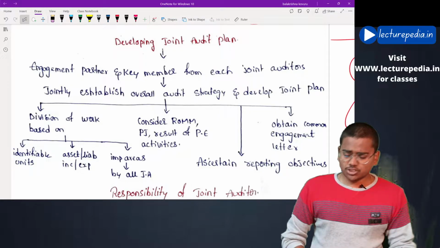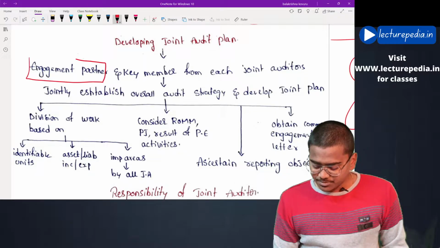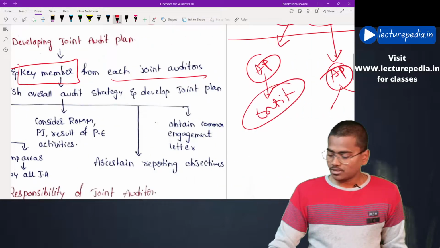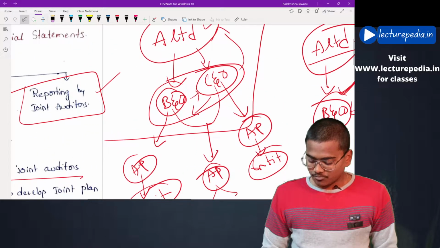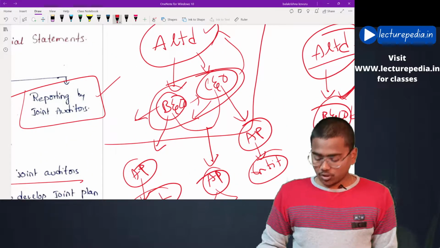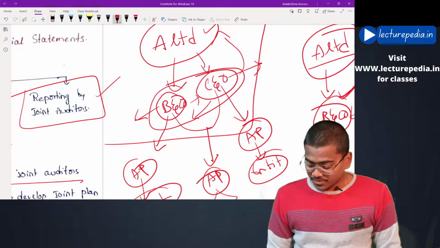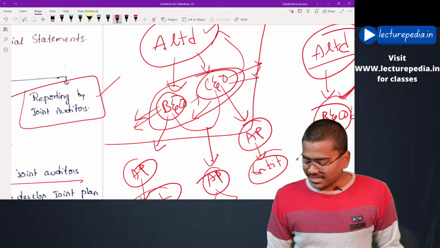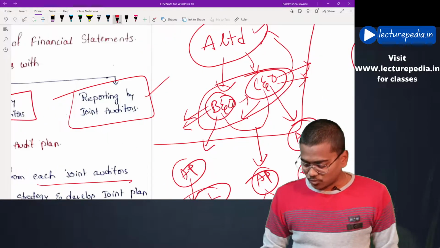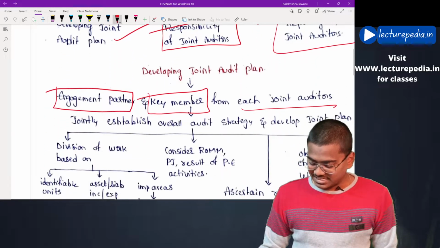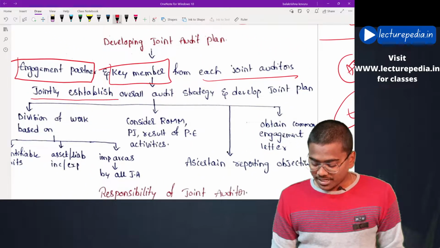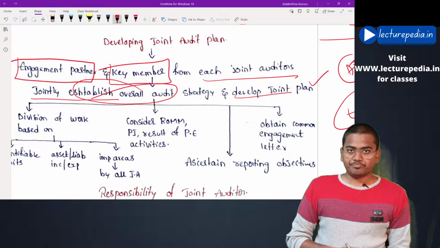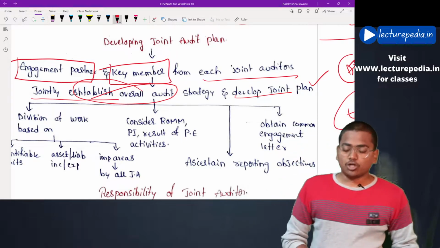To develop the joint audit plan, the engagement partner and key members from each joint auditor. Here we are having two joint auditors. The engagement partner from B and Co and the engagement partner from C and Co, and also key members from the engagement team of B and Co, and key members from the engagement team of C and Co will come together and discuss. They'll jointly establish the overall strategy and develop a joint audit plan. They'll arrive at a joint audit plan.